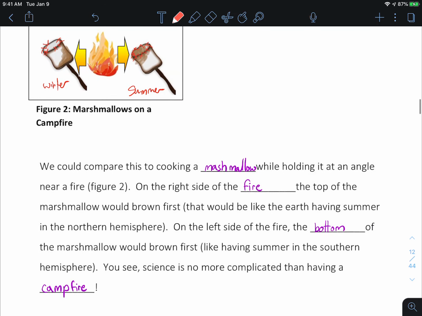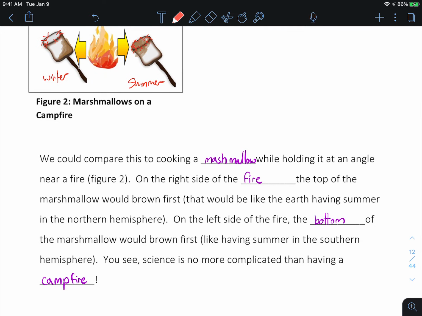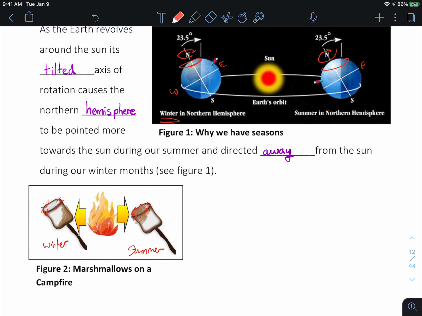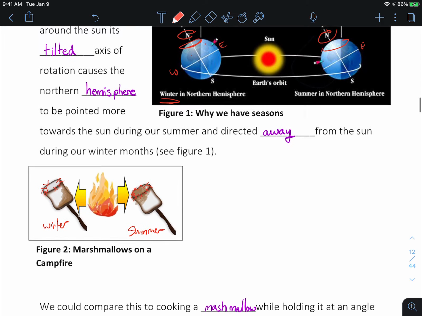Okay, so on the right side of the fire, the top of the marshmallow would brown first, and this would be like the Earth having summer in the northern hemisphere, and on the left side of the fire, the bottom of the marshmallow would brown first. And that is also why the seasons are flipped. So when it's winter in the northern hemisphere, it is summer in Australia, which resides in the southern hemisphere. And these seasons are flipped in that way.